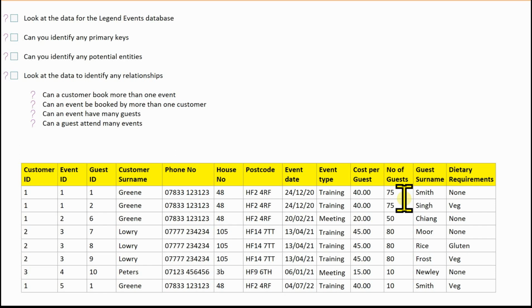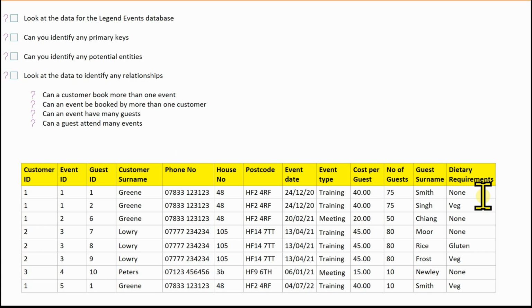Let's just have a look at these dietary requirements for a minute, because this is quite important. If we just look at guest Smith, he went to event number 1, and he also went to event number 5. But if we look at his dietary requirements, at event number 1, it got none. But at event number 5, he wanted vegetarian. So that suggests to me that the dietary requirements depend on the guest and the event they went to. And you'll see this in action later on when we come to the design.